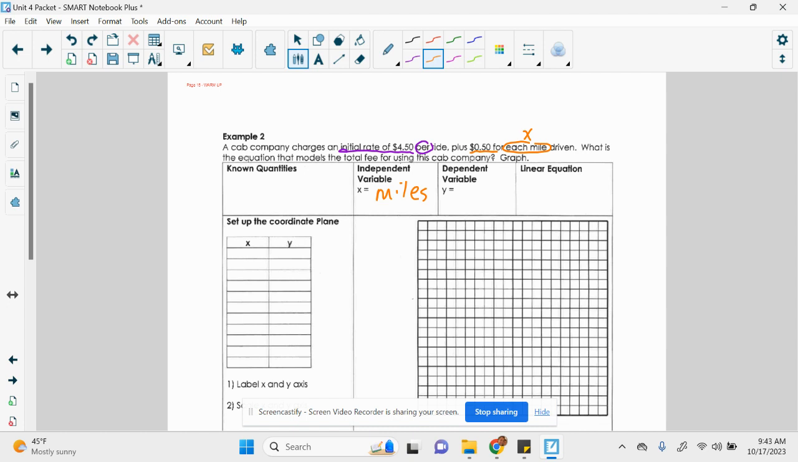That's going to be our independent value. What we don't get to choose is, it says, what is the equation that models the total fee? This is your Y value. It's your fee, how much you're going to pay. So our fee.